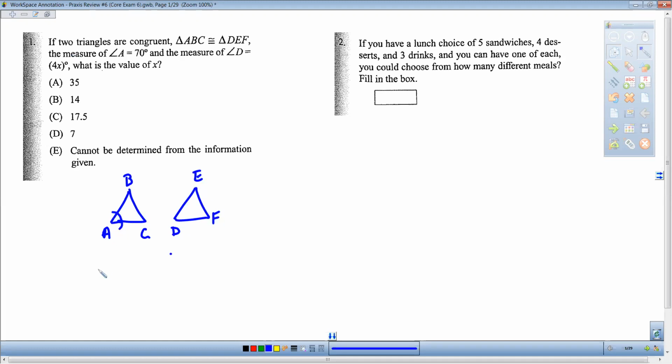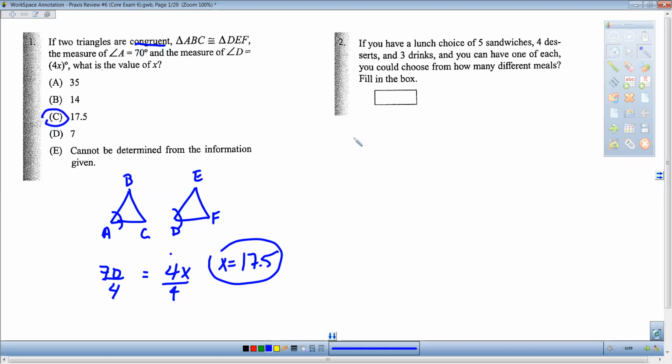So if angle A is 70 and the measure of angle D, those should be equal because we said that the triangles were congruent. So 70 is going to equal 4x. So we'll divide by 4, and x will equal 17.5 as the value of x. So C.